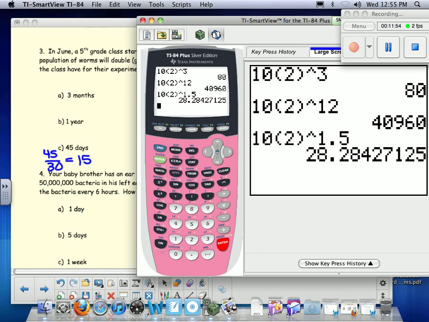No, remember I put these out of order. Oh, yeah. That's why our numbers don't go in correct order.